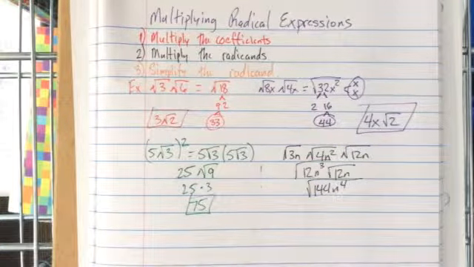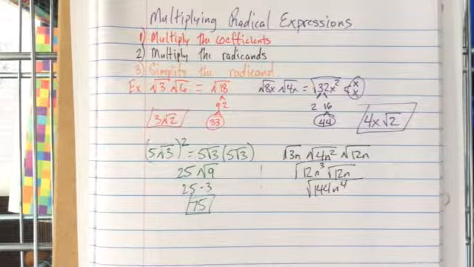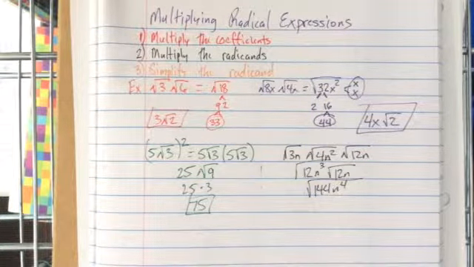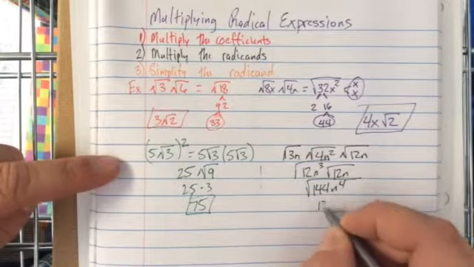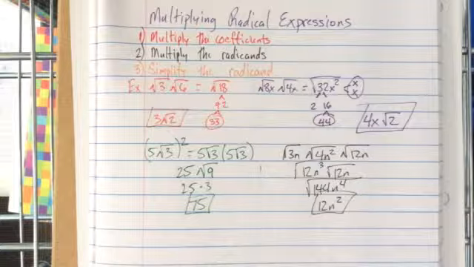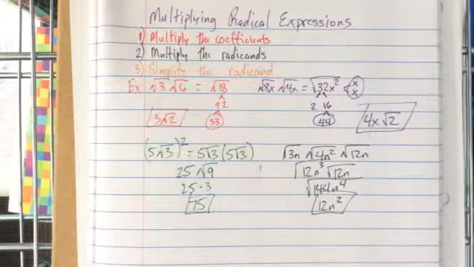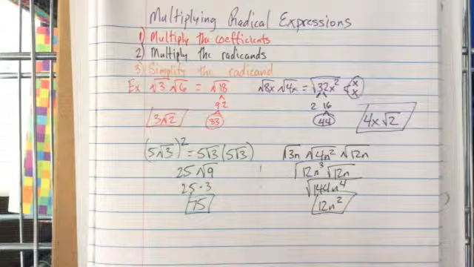Are we still good? You need more explanation? Or are we following pretty well? Joel? On that one, you simplified it to 12n squared. Yes, you can simplify that to 12n squared. Why is that, Joel? Because both 144 and n to the fourth are perfect squares. Very good. So we can simplify that down to 12n squared.